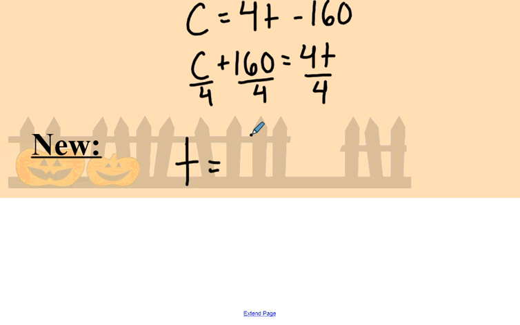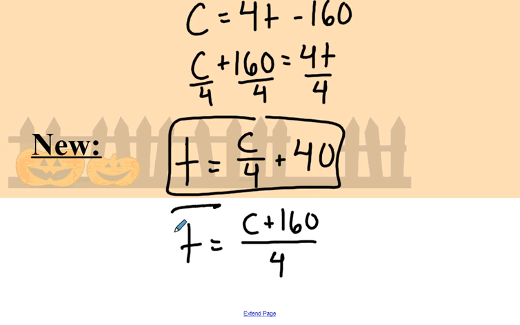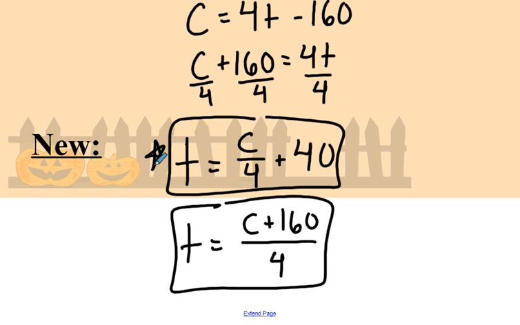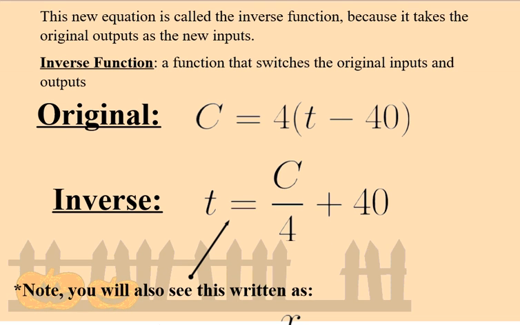The temperature is equal to C divided by 4 plus 160 divided by 4, which is 40. You might also see it written as C plus 160 and then all of that divided by 4. Either one of these would be perfectly acceptable ways to write the equation. But the goal is to get T solved for. Now I give it a chirp rate and I can calculate a temperature. It looks like I chose to do the first one. So when I solve it, my inverse equation, this is called the inverse. It's an inverse because the roles of the inputs and the outputs are switching. That's what an inverse function is.